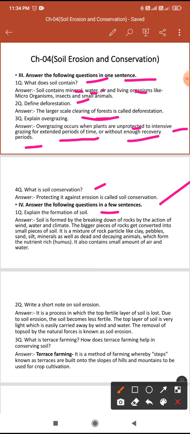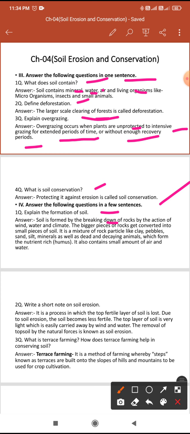Now the next section, answer the following questions in a few sentences. So first it is, explain the formation of soil. How is soil formed? So soil is formed by the breaking down of rocks.